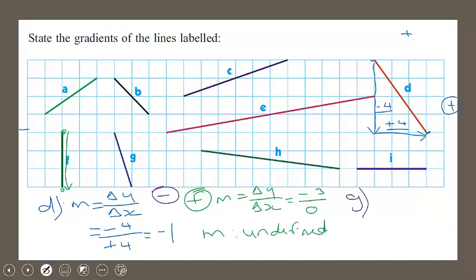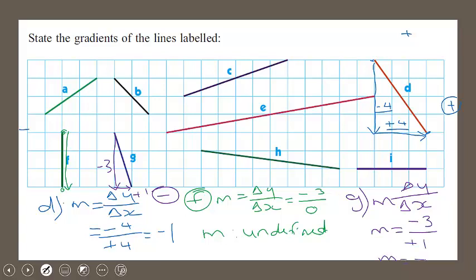Let's do G. M is change in y over change in x. 1, 2, 3 down, that's minus 3. 1 to the right, that's plus 1. So m is equal to minus 3 over plus 1.